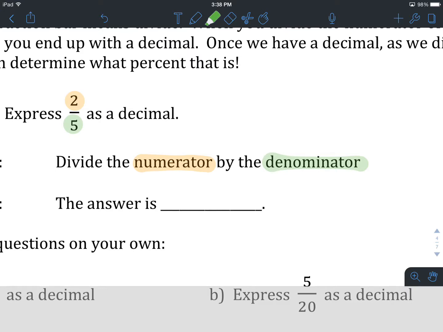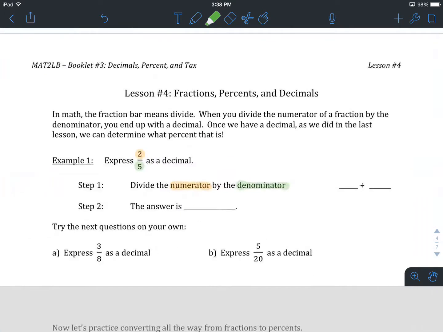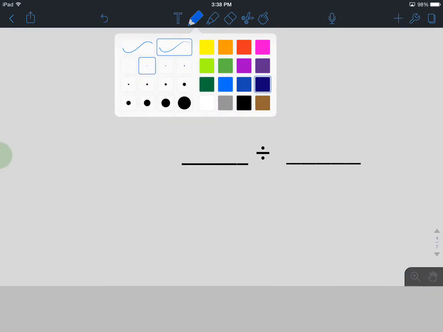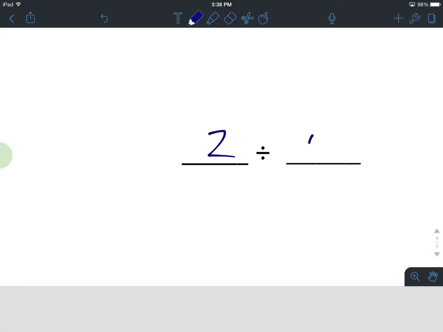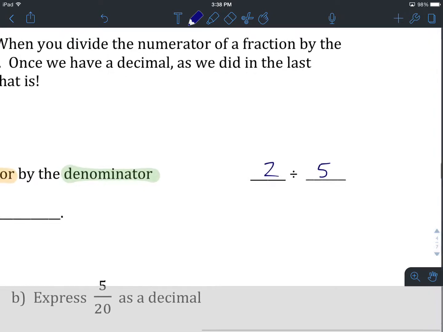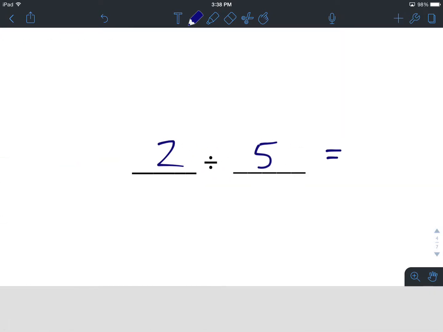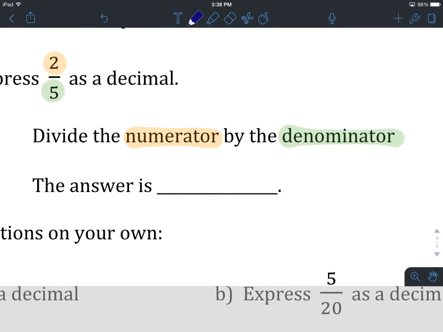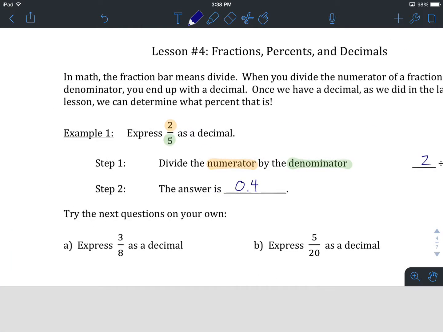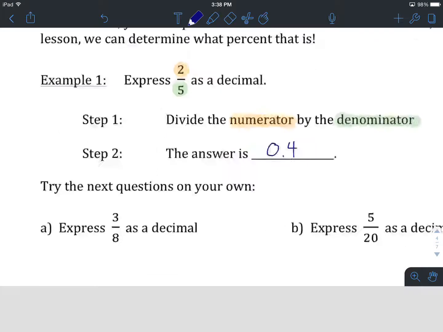So first step here, if we're working with 2 over 5 to become a decimal, we want to divide the numerator by the denominator. So we are going to write in here 2 divided by 5, and when we type it into our calculator, as I'll do right now, that gives us 0.4. So our answer is 0.4.